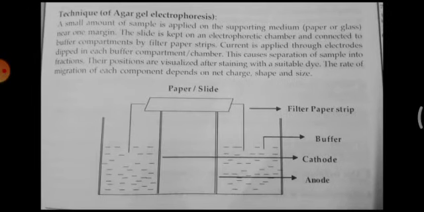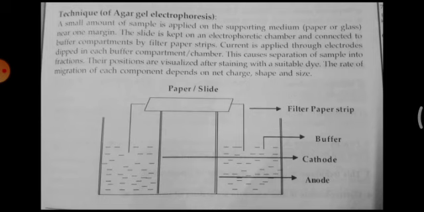So in a chamber there is a paper or a slide kept, and it is connected to the buffer solution, which in turn is connected to electrodes. The slide is kept on the electrophoretic chamber and connected to the buffer compartment by filter paper strips. The current is applied through electrodes dipped in each buffer compartment. This causes separation of the sample into fractions. Their positions are visualized after staining with a suitable dye. The rate of migration of each component depends on net charge, shape, and size.